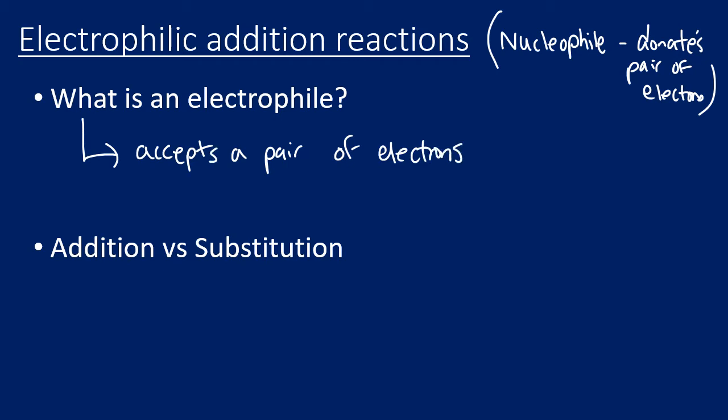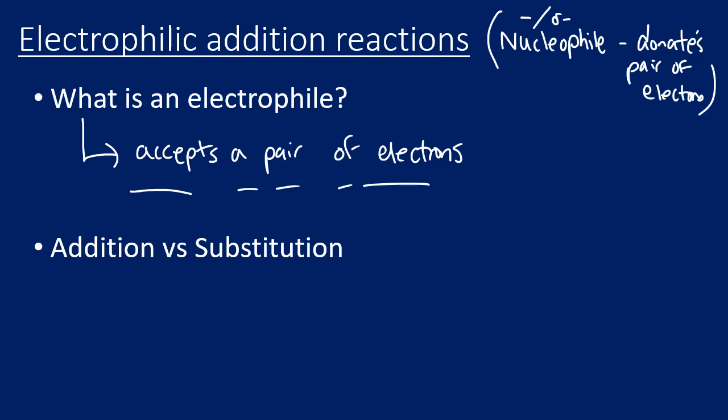Now an electrophile is usually positively charged or slightly positively charged, just as we've seen nucleophiles tended to be negative or slightly negative because they're electron rich. They'll donate a pair of electrons. An electrophile will attract electrons and is positive, slightly positive, but the key definition is that it accepts a pair of electrons, and a nucleophile donates a pair of electrons.